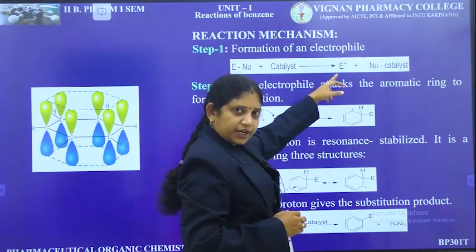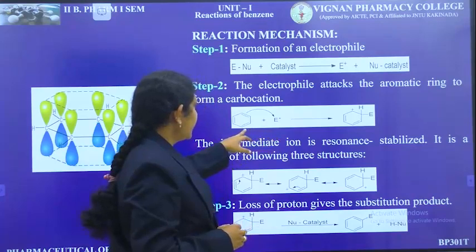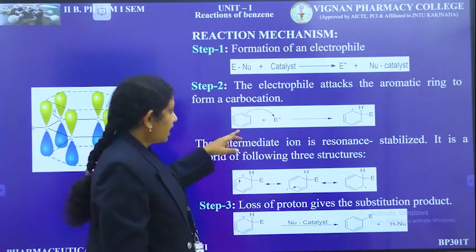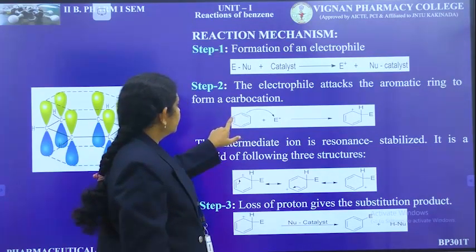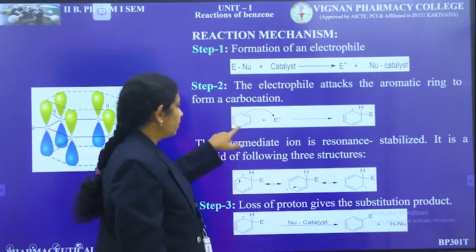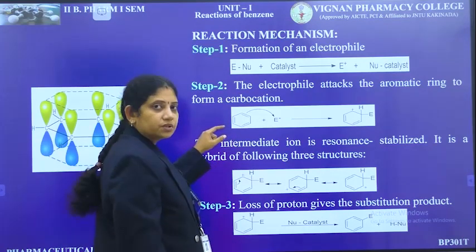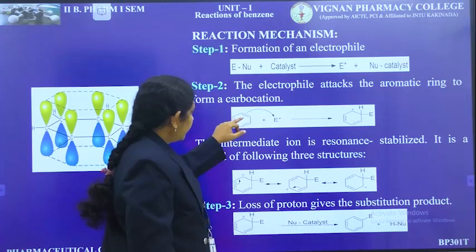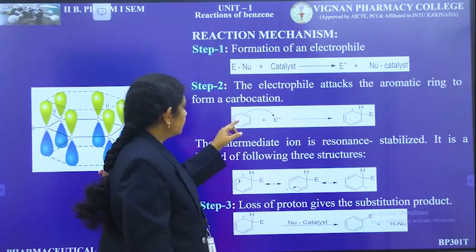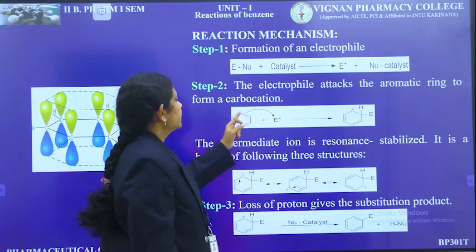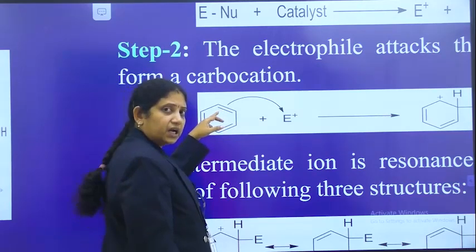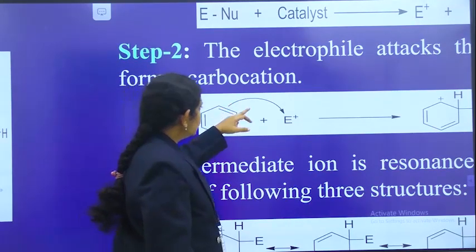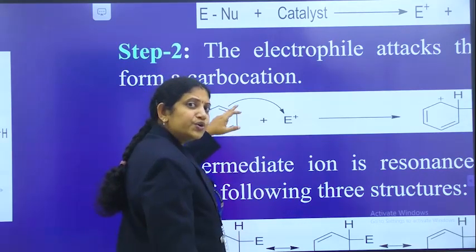The generated electrophile, when it comes in contact with benzene, what happens? If you observe the structure of benzene, there is an availability of pi electrons in the form of 3 double bonds. At that time the pi electrons present in benzene are shared with the electrophile. That means it cleaves one of the double bonds and converts that double bond into a new sigma bond.